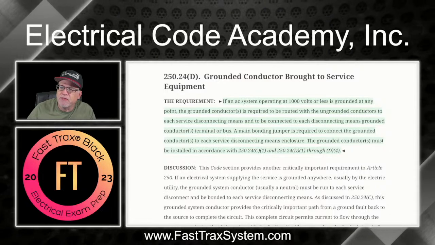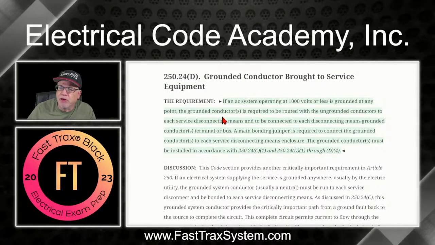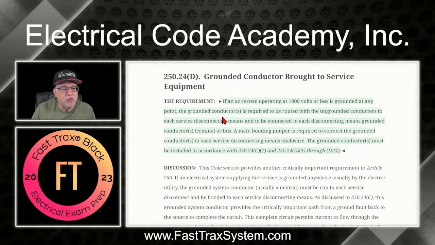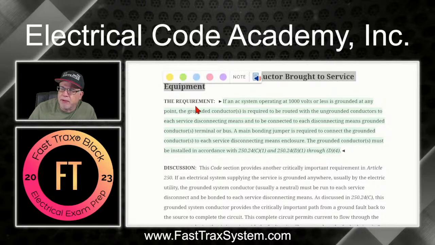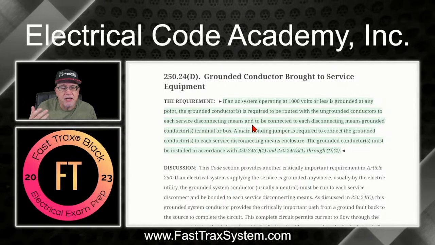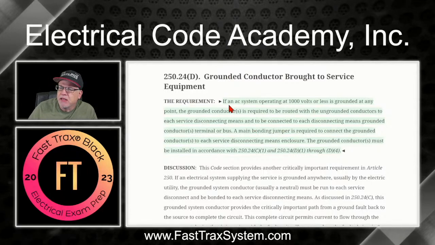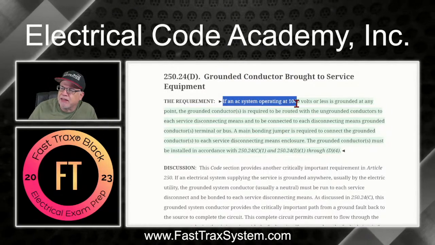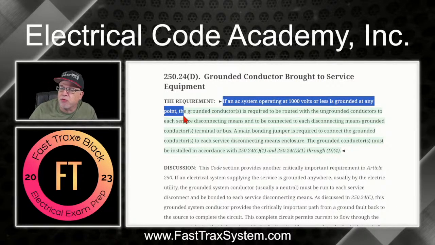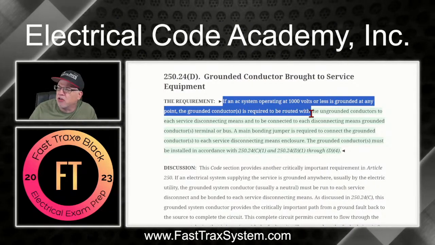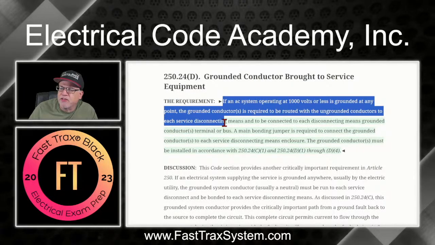So we're at 250.24(D). Now, if you're in a previous edition of the NEC, it might be 250.24(C). So again, we're working out of the 2023 edition. All right, this says the grounded conductor brought to the service equipment requirement. And again, in most cases, this is a direct quote from the National Electrical Code, so keep that in mind. It says, if the AC system operating at 1,000 volts or less is grounded at any point on the system, and this would be back up at the utility transformer, the grounded conductor is required to be routed with the ungrounded conductors to each service disconnecting means.